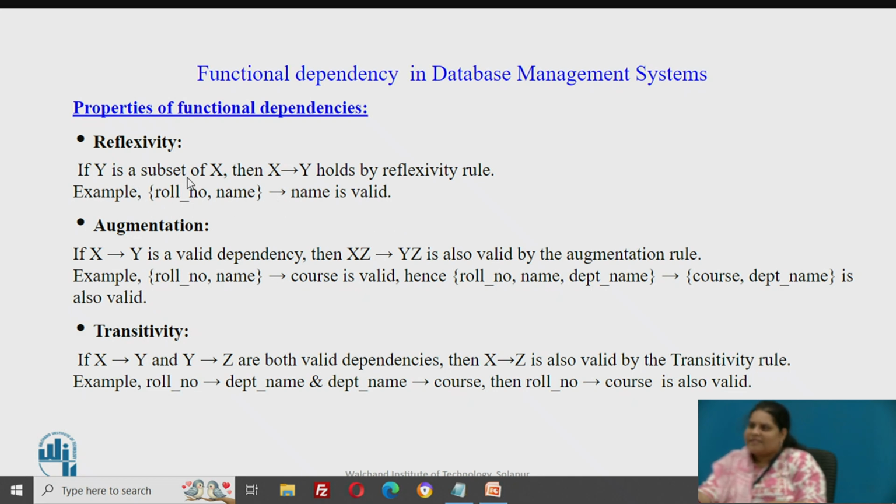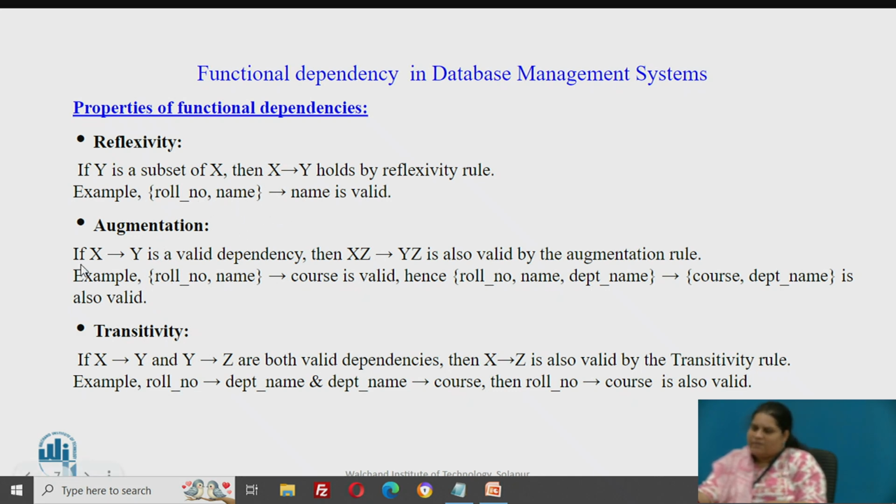So if y is a subset of x, then we can say x is functionally dependent on y, which holds by the reflexivity rule. So if there is a functional dependency between x and y, we can say y is a subset of x. For example, we can consider here roll number and name. So here y should be the subset of x, that is name is the subset of roll number. So we can say there is a functional dependency between these two.